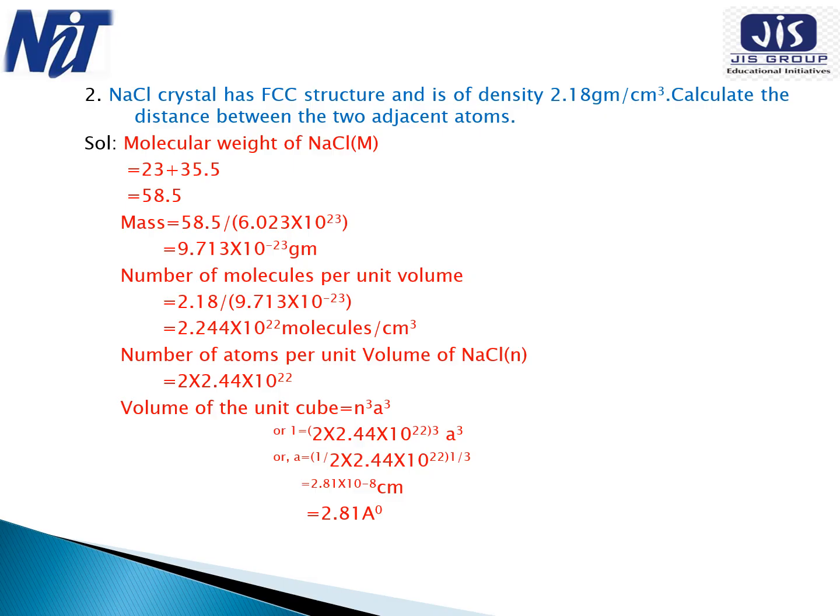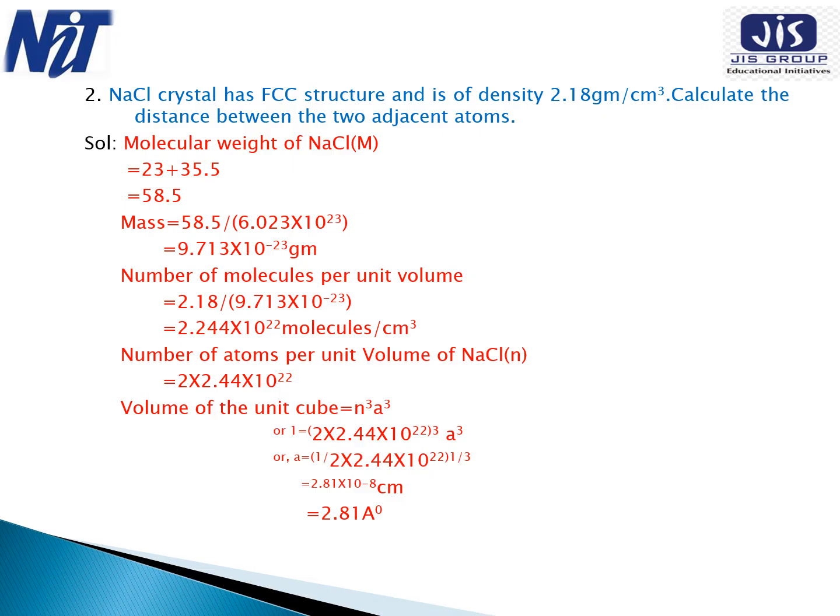If we take a as the distance between adjacent atoms and small n as the number of atoms along the edge of a 1 centimeter cube, then the length of the edge of the unit cube will be n into a. So the volume of the unit cube will be n cube a cube. Here the unit cube volume means 1 into 1 into 1, that is 1 centimeter cube. So 1 centimeter cube is equal to n cube a cube.